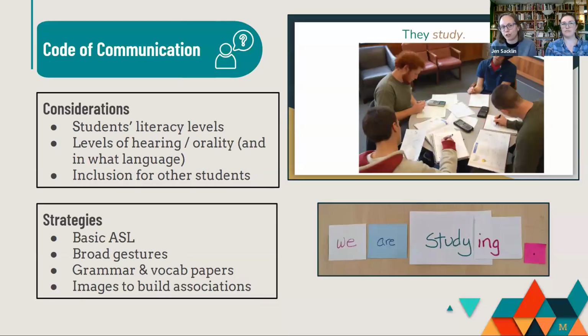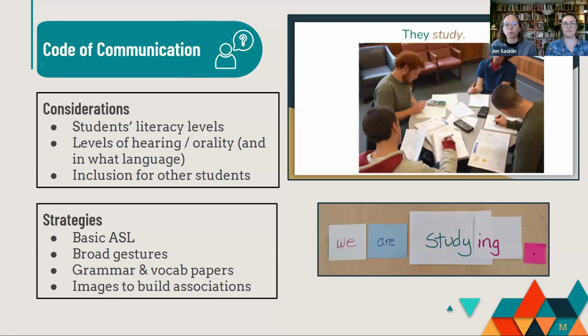So even though you have interpreters, that doesn't mean that you want to utilize interpreters in every interaction that you have with the student. And this is where the code of communication comes into play. In order to build this code, you really do have to think about students' literacy levels, their levels of hearing, and whether or not they're willing to utilize that hearing.